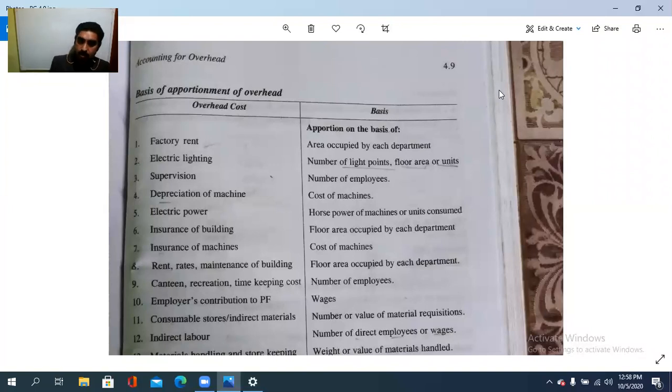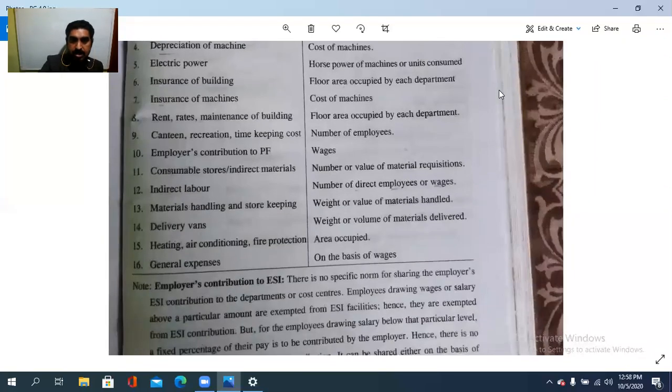Insurance of machines: cost of machine. Rent and rates, maintenance of building: floor area occupied by each department. Canteen, recreation, timekeeping cost: number of employees there. Employer's contribution to PF: the wages.